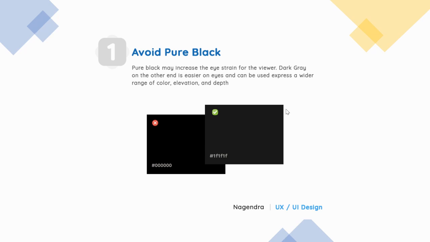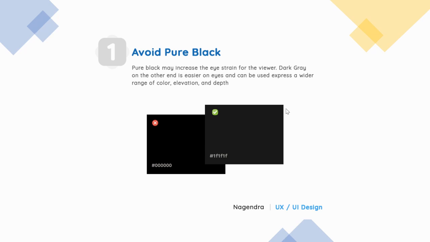And the second one is a dark gray surface, which reduces eye strain. Light text on a dark gray surface has less contrast than light text on a black surface. A dark gray surface can express a wider range of color, elevation, and depth because it's easier to see a shadow on gray instead of a true black.